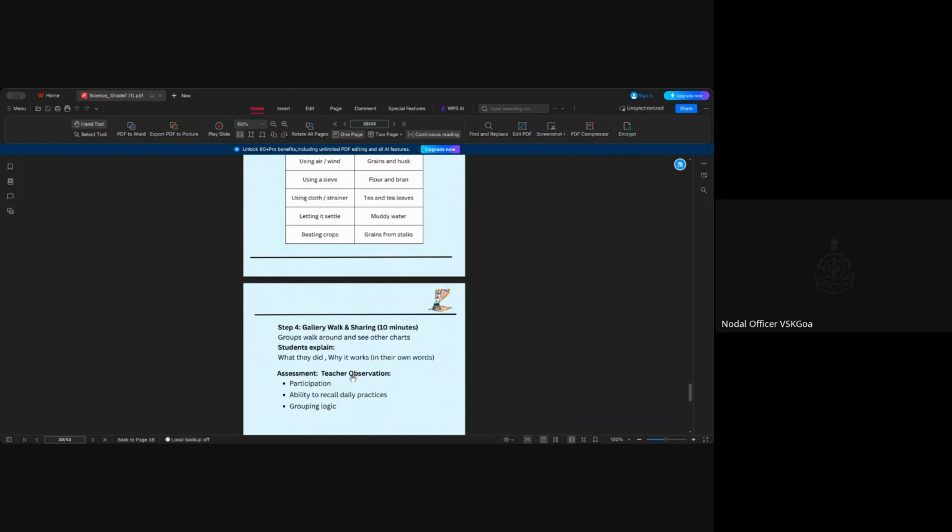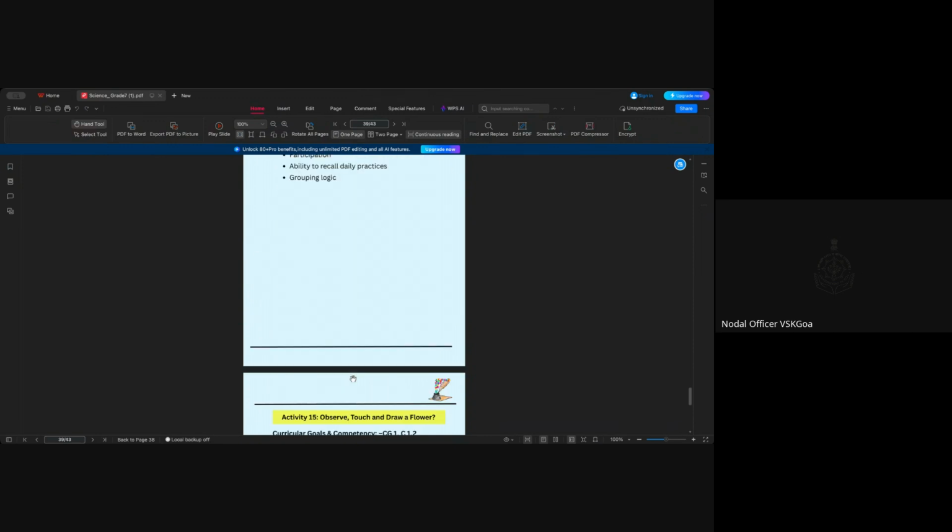Okay. So this is assessment, again the observation part: how the students participate, how they group logically, how they try to recall the daily practices will be the first and foremost part of this particular activity.